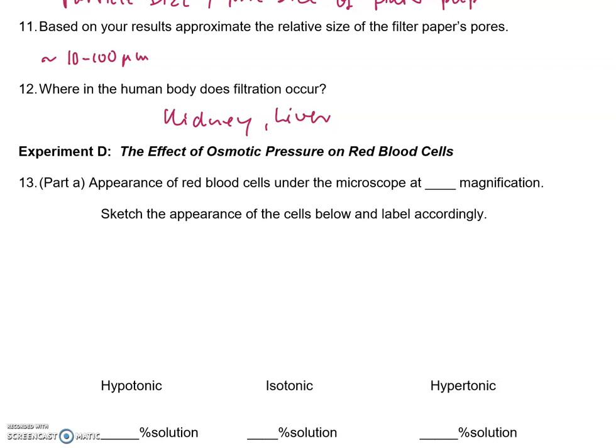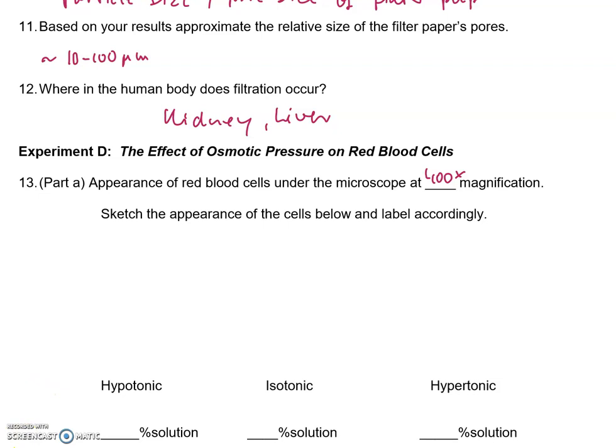Experiment D, the effect of osmotic pressure on red blood cells. So you were supposed to take a look at that video, and they're doing exactly the experiment that you would have done in the lab, and it's kind of cool that they're showing it under the microscope, because it's really very nicely done there, and you can follow the bursting of these red blood cells, which is pretty cool. For the appearance of red blood cells under the microscope, we usually use 400x total magnification.